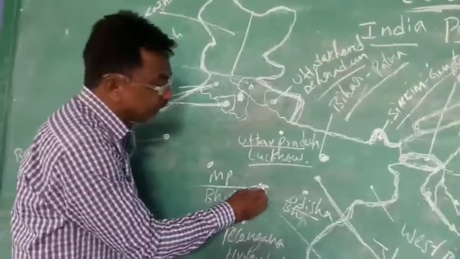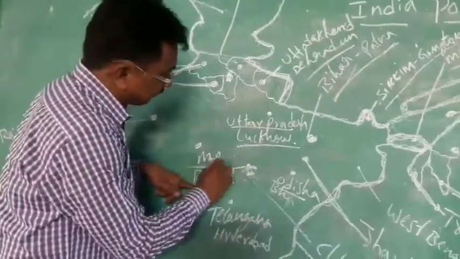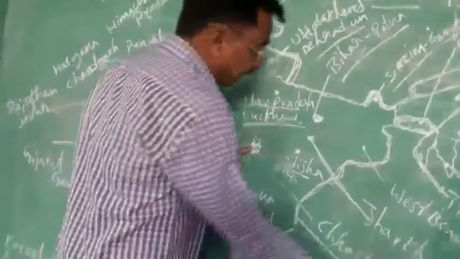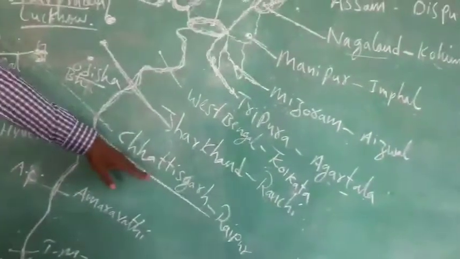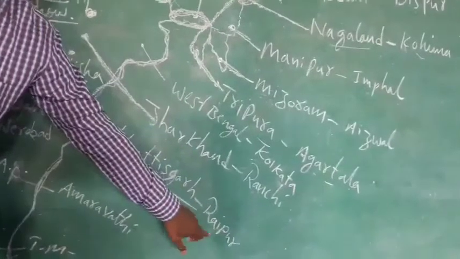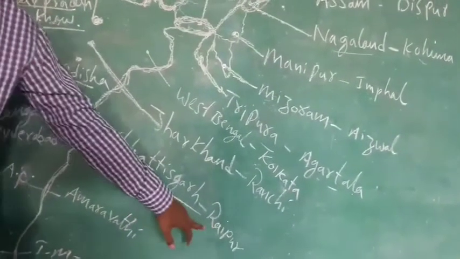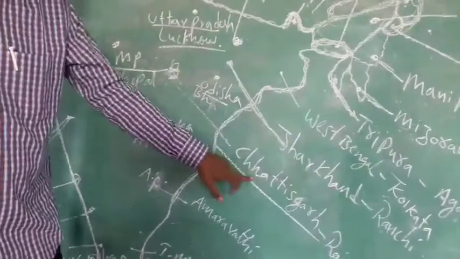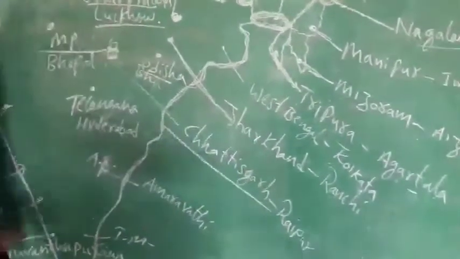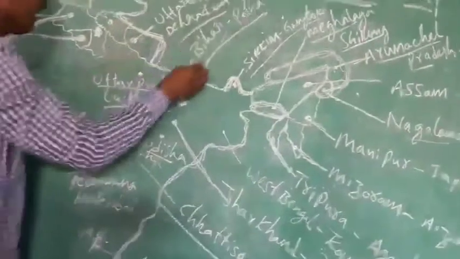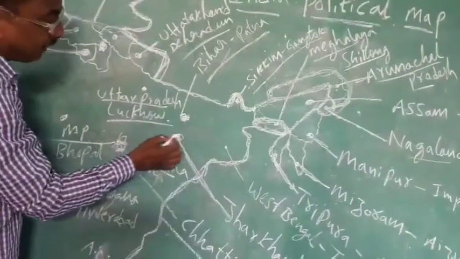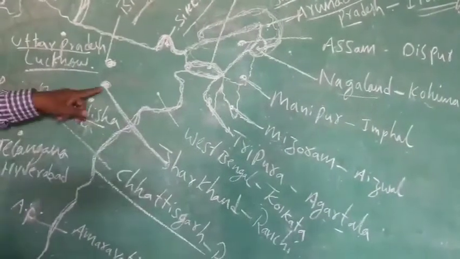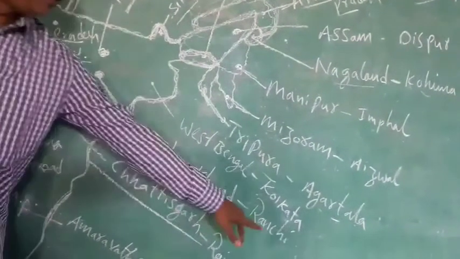And here another one is there. Beside Madhya Pradesh, we are having another state, Chhattisgarh. And you see Chhattisgarh, Raipur capital. Chhattisgarh is here. Next one you see, we have discussed Bihar, Patna. And down of Bihar, we are having Jharkhand. Jharkhand, Ranchi.